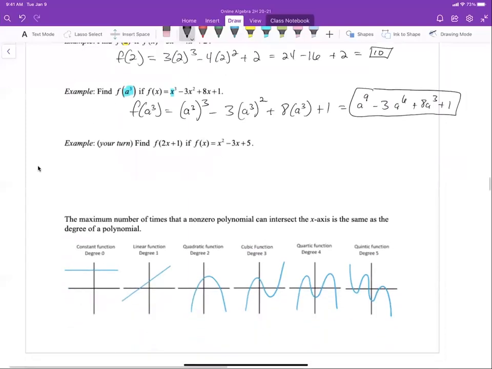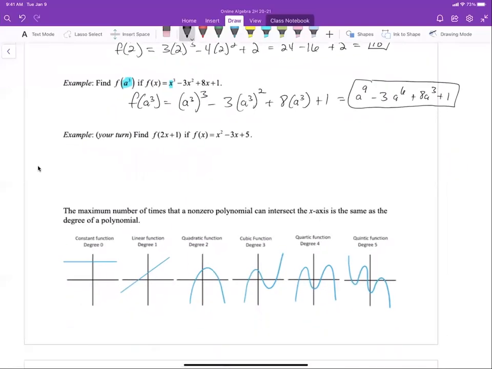All right, why don't you try one? Welcome back. So what am I doing? I'm taking 2x plus 1, and everywhere there's an x, I actually have to plug in 2x plus 1. So the value of the function when x is 2x plus 1, I will take 2x plus 1 and plug it into this x value. And what do I have to do to it? I have to square it. The x was squared. Minus 3 times 2x plus 1 plus 5.